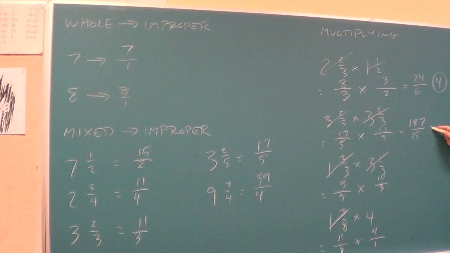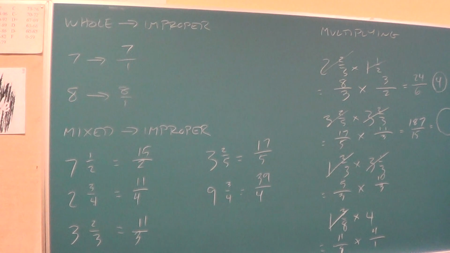Go brain. 15 into 187. We might need some pencil and paper. To divide 15 into 187, getting out of people's ranges. 12. It is 12. Go brain again. Leftovers. 7/15. It is 7/15. Your brain is on today.